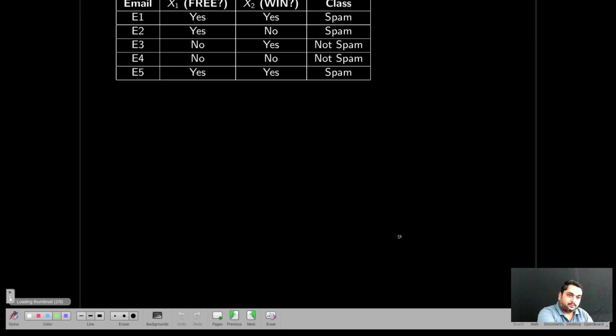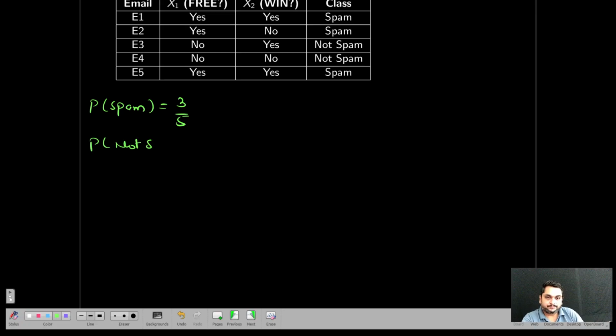Now we'll apply it to our example. So we got, just rewrite those values, what you got. Probability of spam is equal to 3 by 5. Probability of not spam is equal to 2 by 5. So what is this probability called? This is from step 1. These are called prior probabilities, that is P of C. For each class, I am finding the probability.